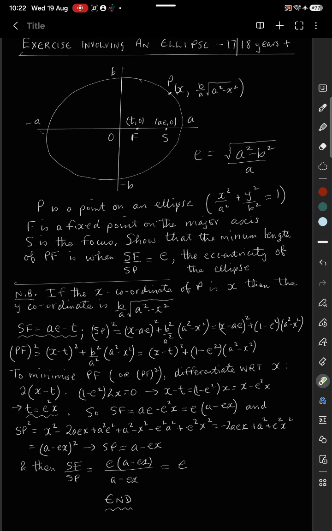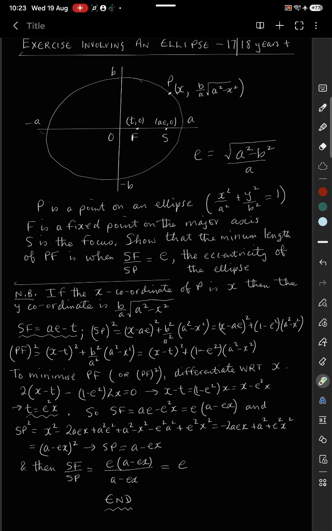Okay, so the diagram shows the ellipse in question, and F is a fixed point on the major axis. S is the focus of the ellipse, and P is a general point on the curve. Now, first of all, note that e, the eccentricity, is the square root of a squared minus b squared over a.